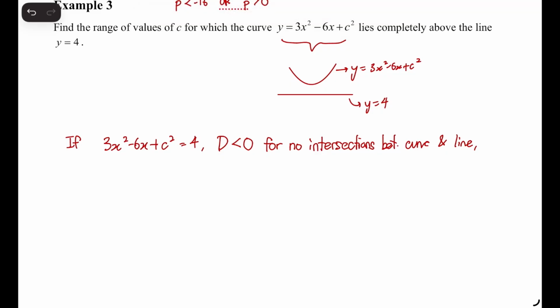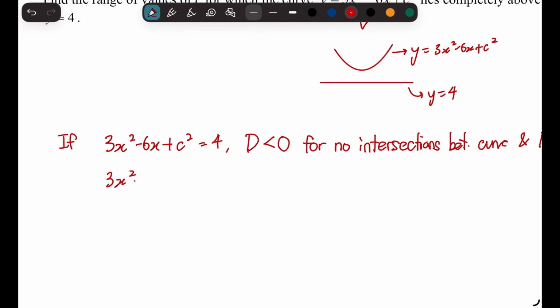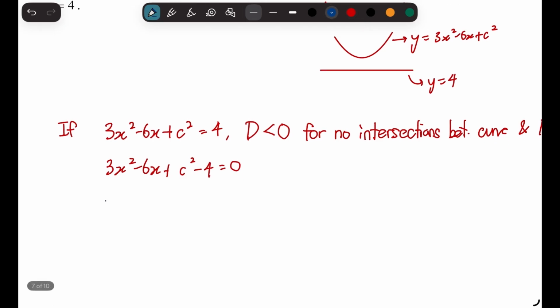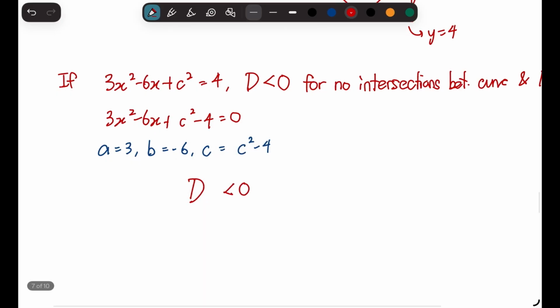Okay, so therefore over here, in order to understand this, we first make the right hand side of this resulting quadratic equation 0 first. So very simply, 3x squared minus 6x plus c squared minus 4 equals 0. I identify my a, b, c very clearly. a is equal to 3, b equals -6, and c is equal to, in this case here, c squared minus 4. So therefore, since I know that the discriminant is less than 0, this tells me that b squared minus 4ac, (-6) squared minus 4 times 3 times (c squared minus 4), must be strictly less than 0.